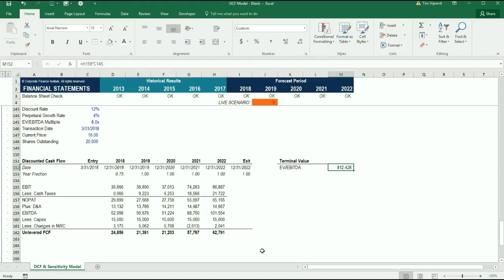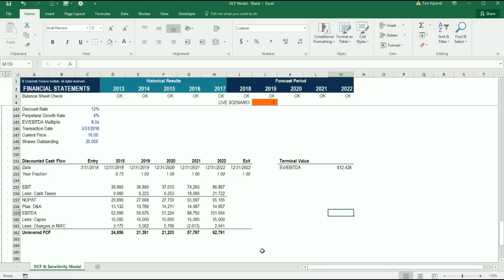a slightly forward-looking EBITDA multiple if this business is put on sale in a process that starts in early 2022 but doesn't actually close until December 31st, 2022. So we've used 8 times what would be a slightly forward-looking EBITDA when this transaction is being negotiated, of 8 times 101,554. So that gives us our terminal value right here.